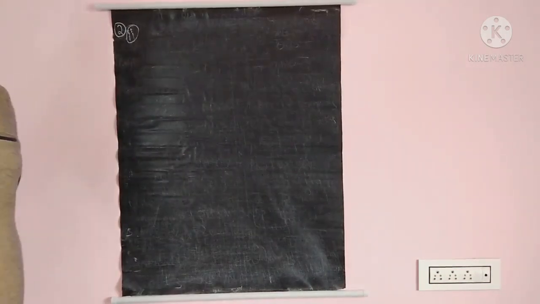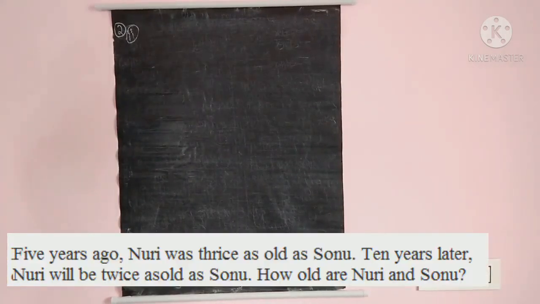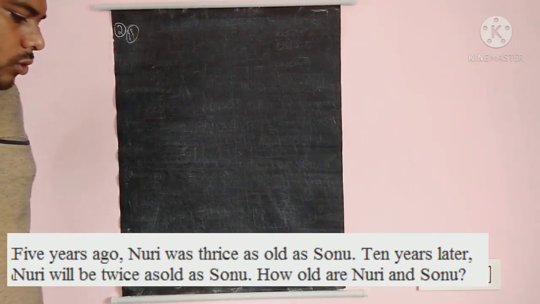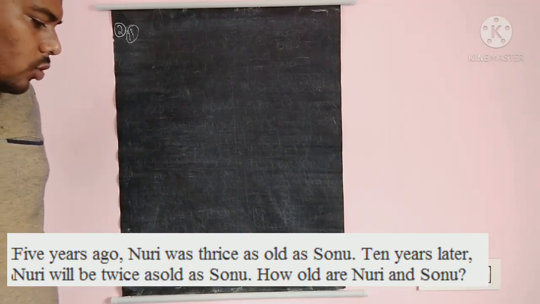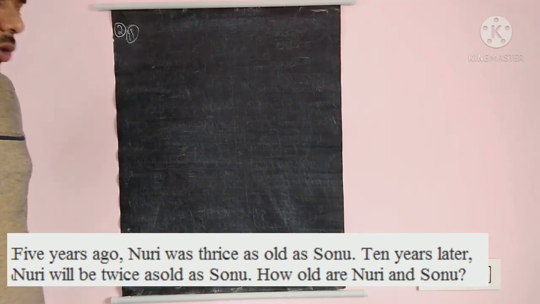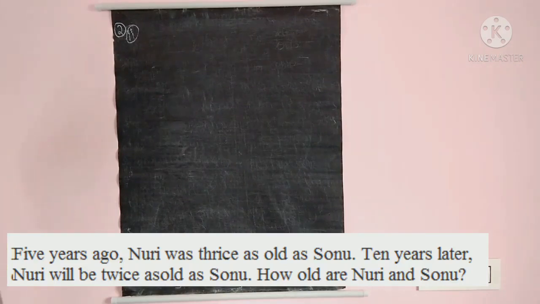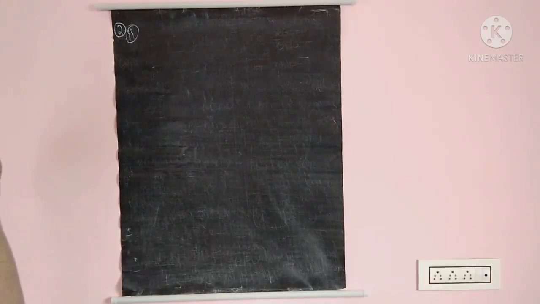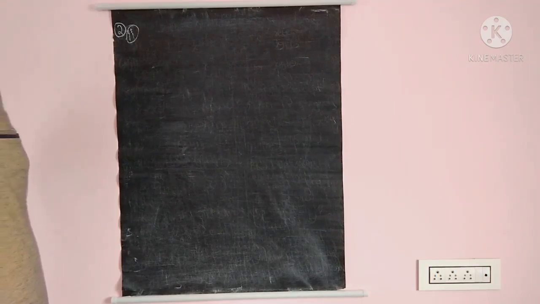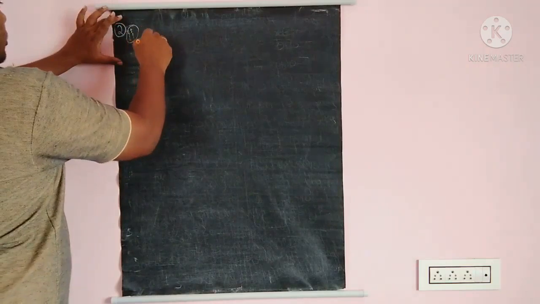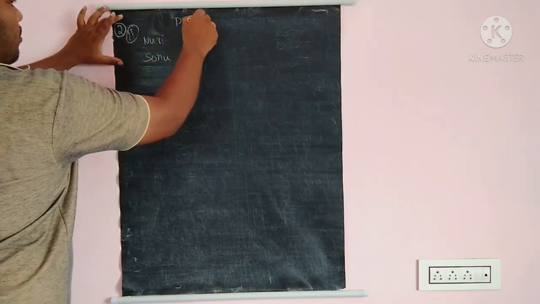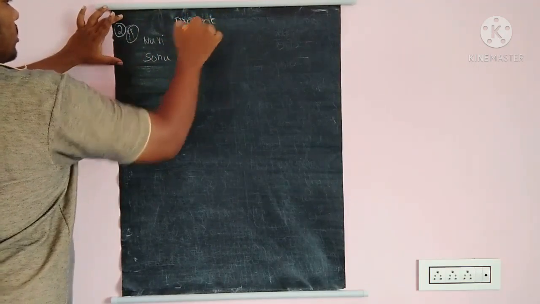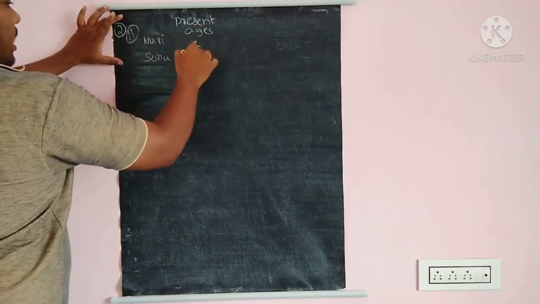The second question. Given, 5 years ago, Noori was twice as old as Sonu. 10 years later, Noori will be twice as old as Sonu. How old are Noori and Sonu? Already in the previous exercise I said how to solve this ages problem. They gave two conditions, one relation 5 years ago and one 10 years after. First of all, write down the names. Noori and Sonu are the two persons. We need to find the present ages, so let the present ages be x and y.